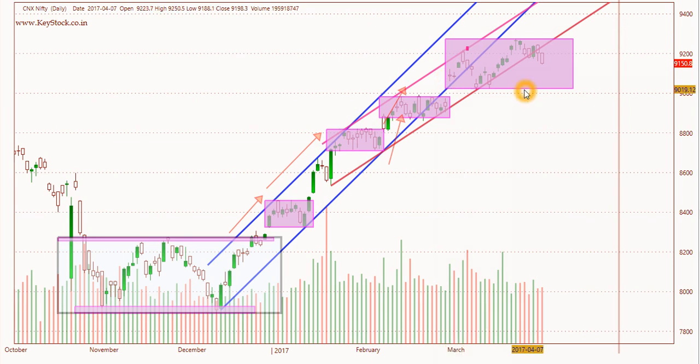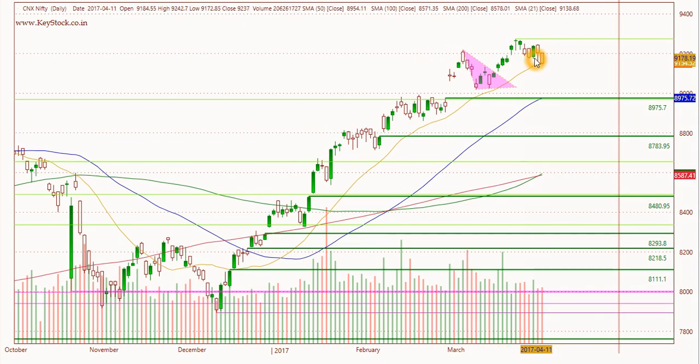Now let's move on to the VSA perspective. In the last 9 sessions, we had below average volumes. On 11th of April, we had a test for supply marked by this green bar, which is bullish, but the sign of strength fizzled out.